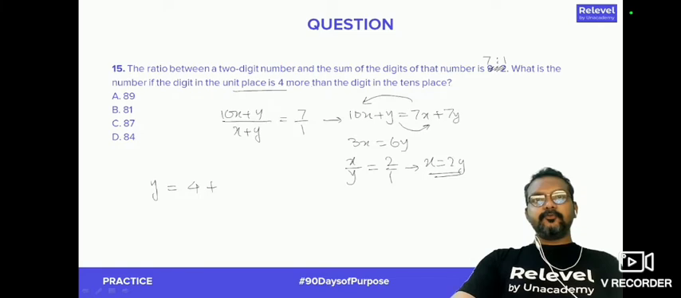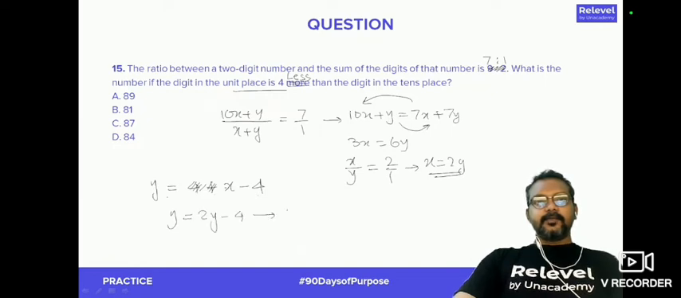tens place. It should be 4 less. So 4 less than the digit in the tens place. So that is x minus 4. So y is x minus 4, x is 2y. So that gives us y as 4 and hence x would be 8. So you would have got the number 84 in that case.